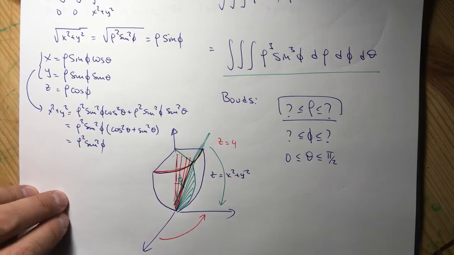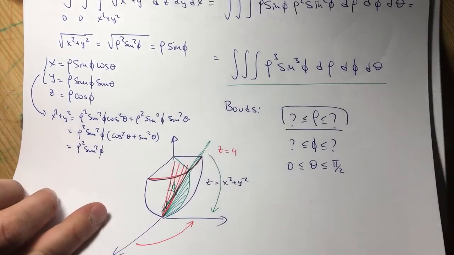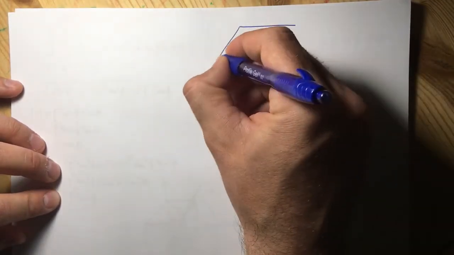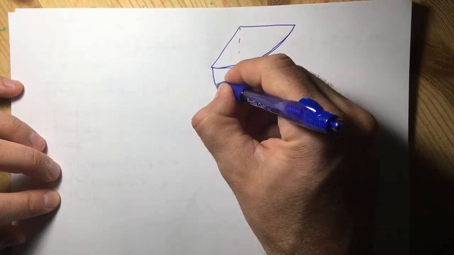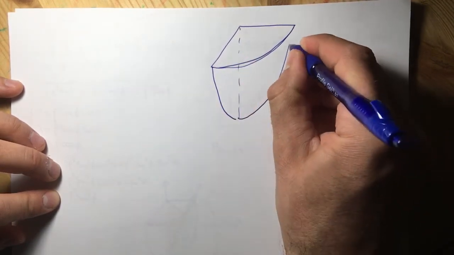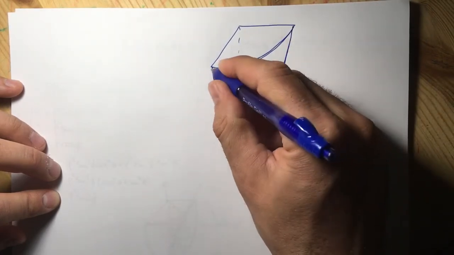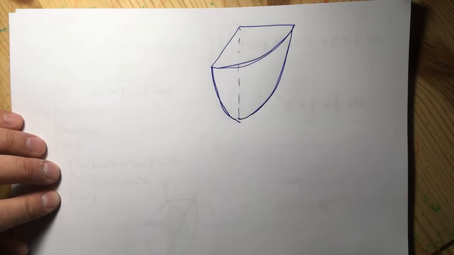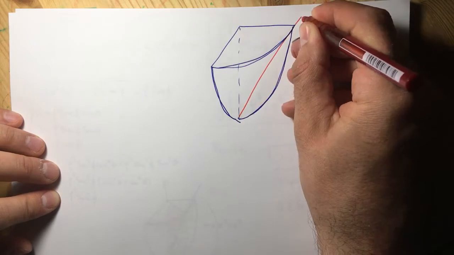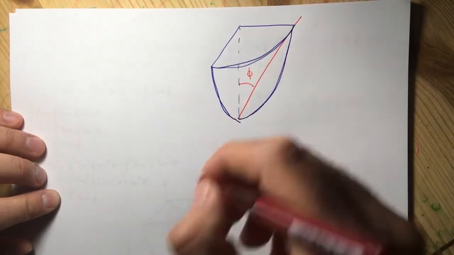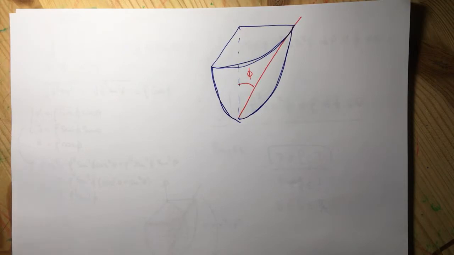So the main question here is, what is phi? And that's the tricky part of this question. So again, we're going to resketch this. I'm going to go very easy here explaining everything. Okay, this is the solid, and we're looking at this phi right here. So I want to know what this phi is.